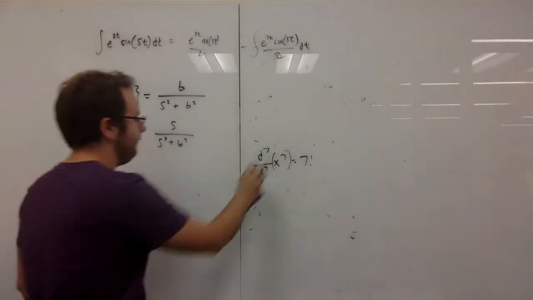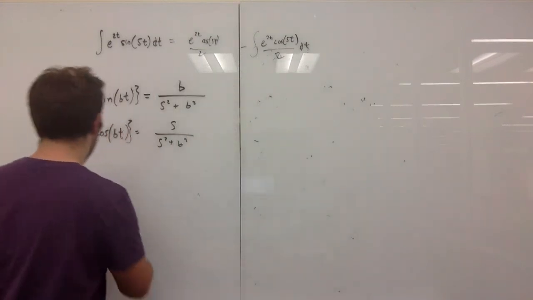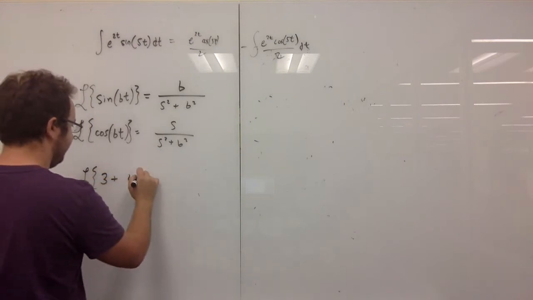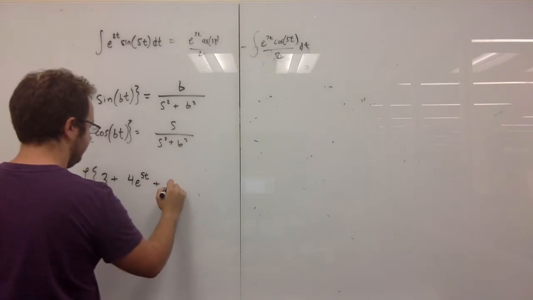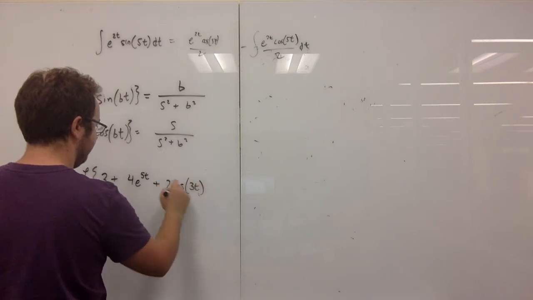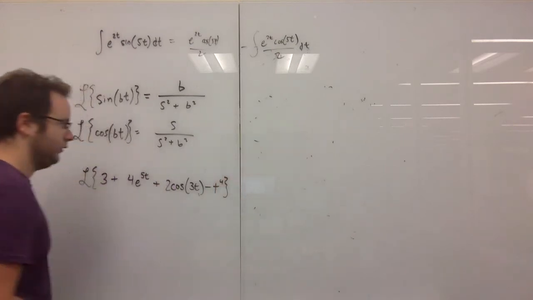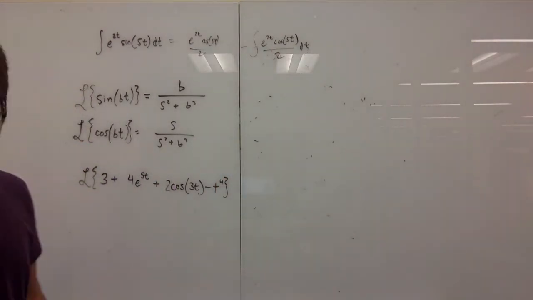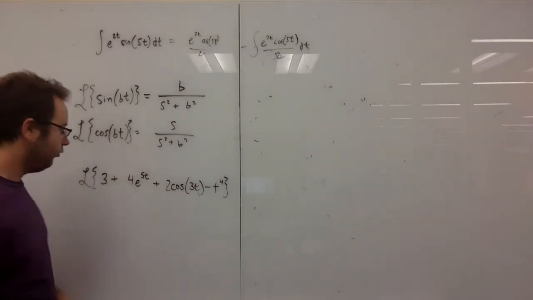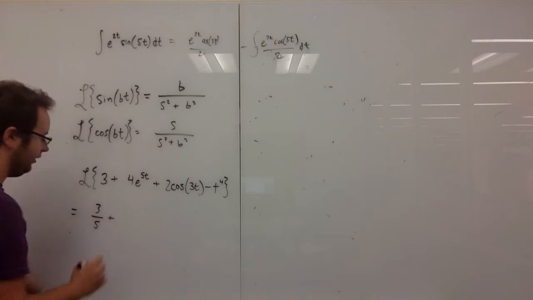Alright, now with that in mind, we can construct very long Laplace transforms, such as something like this. What's the Laplace transform of 3 plus 4e to the 5t plus 2 cosine 3t minus t to the 4th? Let's start with the 3. We know the Laplace transform of 1 is 1 over s. The Laplace transform of 3 is what? 3 over s. Good.